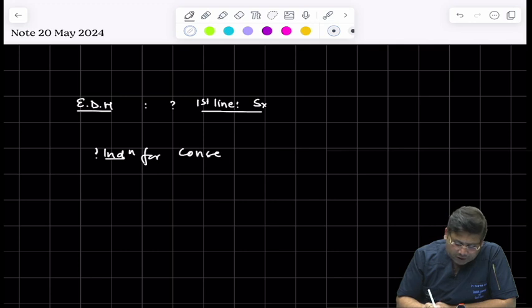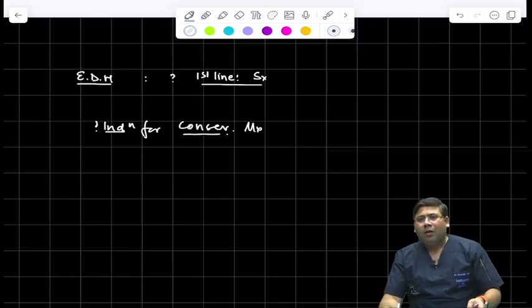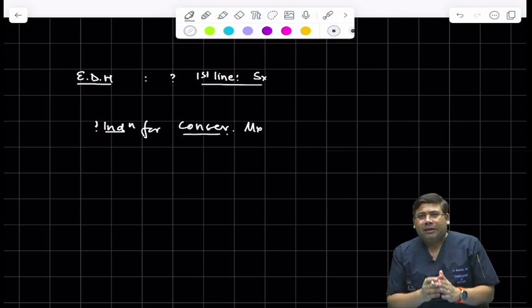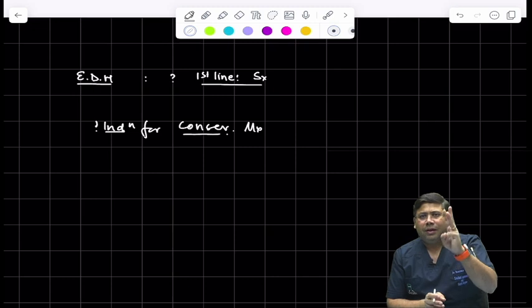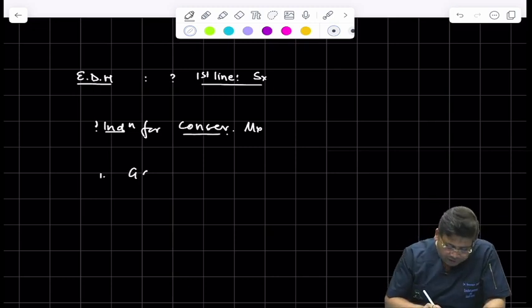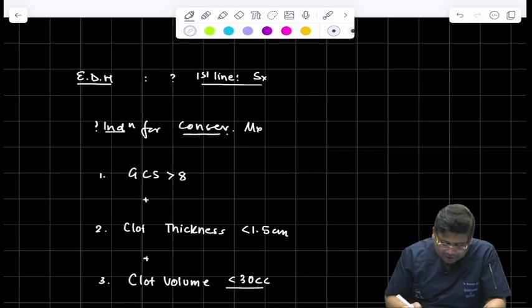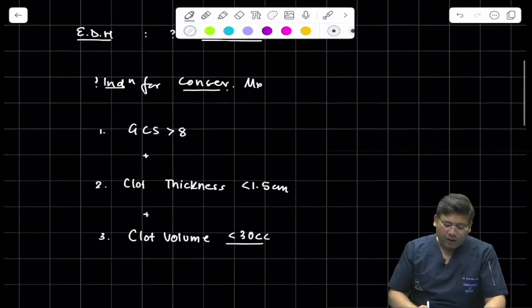If this question is asked again in the exam, taking the upcoming NEET-PG, what are the indications for conservative management? Yes, you can do conservative management if three conditions are fulfilled. What is that? If the GCS of the patient is more than 8, along with that the clot thickness is less than 1.5 centimeter, and along with that the clot volume is less than 30 cc. If all these three things are satisfied, yes, you can go for conservative management.